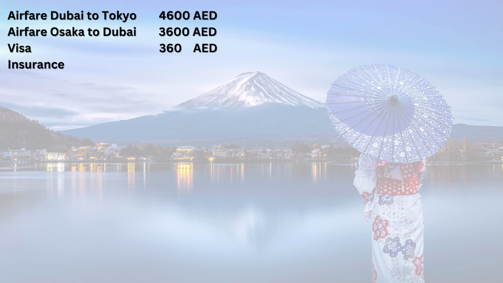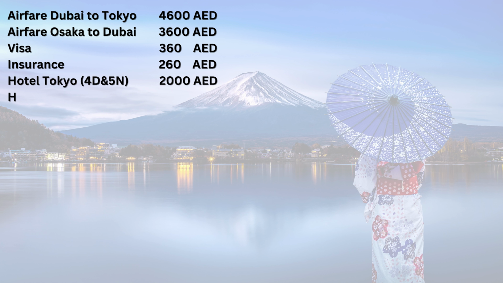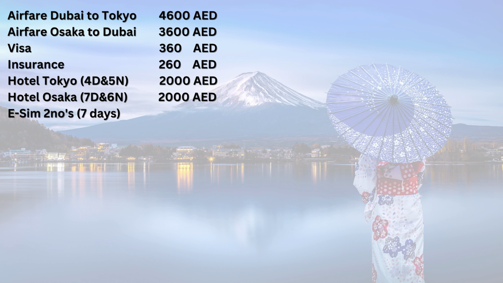Visa cost was 360. Insurance was 260. For the hotel in Tokyo, we paid 2,000 for 4 days and 5 nights. For the hotel in Osaka, we paid 2,000 for 7 days and 6 nights. Then eSIM for 2 people, we paid 160 AED for 7 days unlimited data. Then Shibuya Sky Tower, we paid 200 dirham for 3 people.